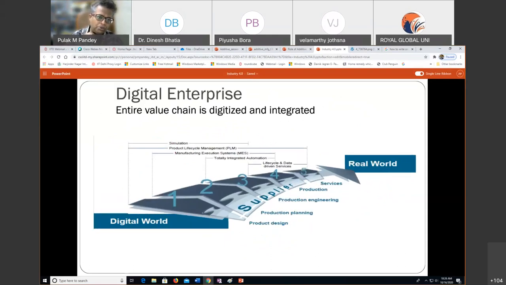Okay, so what we are talking about is that we have to move from the digital world to the real world through various well-defined actions like product design, production planning, production engineering, production and services, and of course simulation, product life cycle management, execution, automation, and data-driven services. So basically, what I want to tell you is that this entire value chain is to be digitized and integrated so that from the virtual world, which is based on digital data, through these processes, there is a smooth transition from digital to the real world. And finally, we are getting the product for our use.